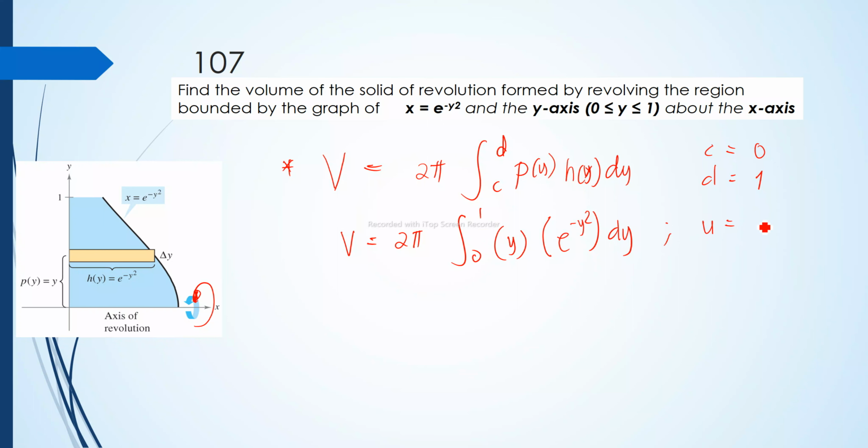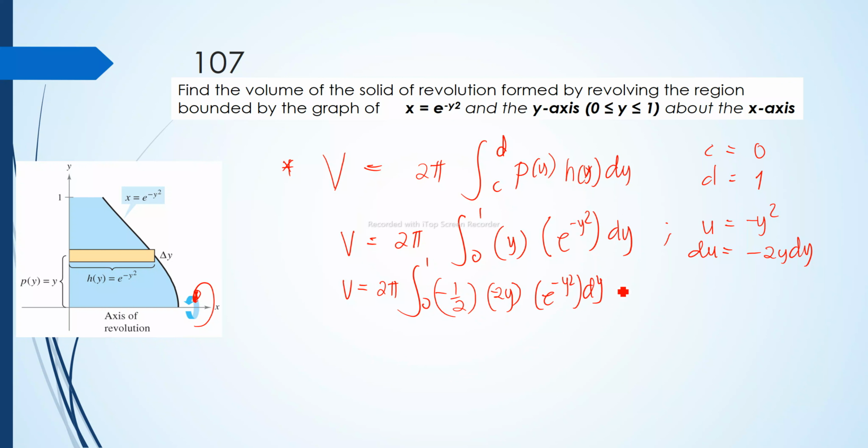Now if we let u equal negative y squared, then du is equal to negative 2y dy. So we'll have 2 pi as the integral of negative 1 half times negative 2y e to the negative y squared dy from 0 to 1. Then we'll have negative pi times the integral of e to the u du from 0 to 1, which is equal to negative pi e to the u, evaluated from 0 to 1.